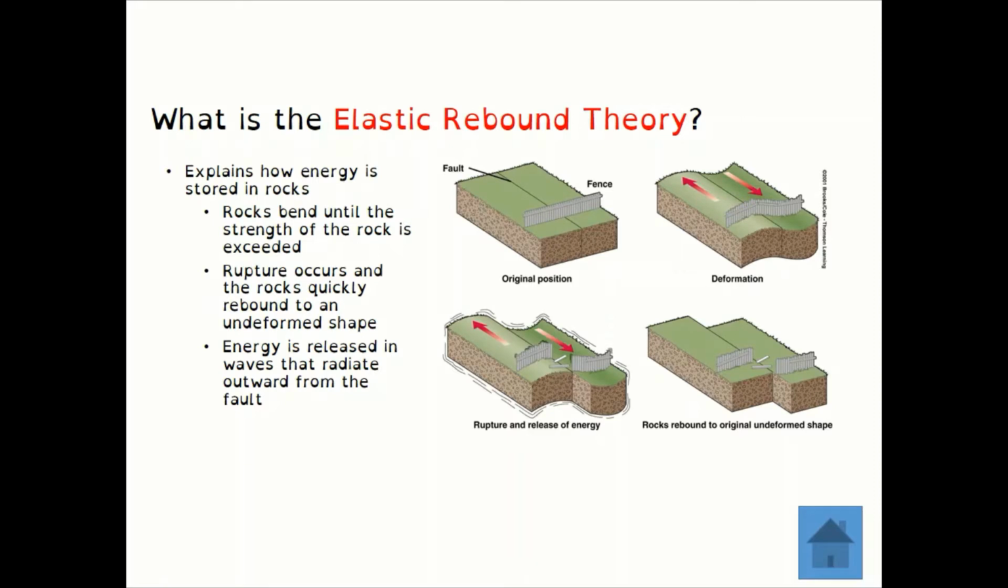The energy is released in waves that radiate out from that fault. So basically, rocks will then snap back to where they were originally. Okay, they go back to their undeformed shape. So that's elastic rebound theory for you there.